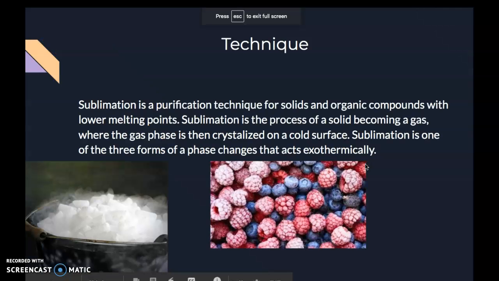Sublimation. Sublimation is a purification technique for solids and organic compounds with lower melting points. Sublimation is the process of a solid becoming a gas without going through the liquid phase. Sublimation is one of the three forms of phase changes that acts exothermically. Some examples of sublimation include dry ice and freezer-burned products.